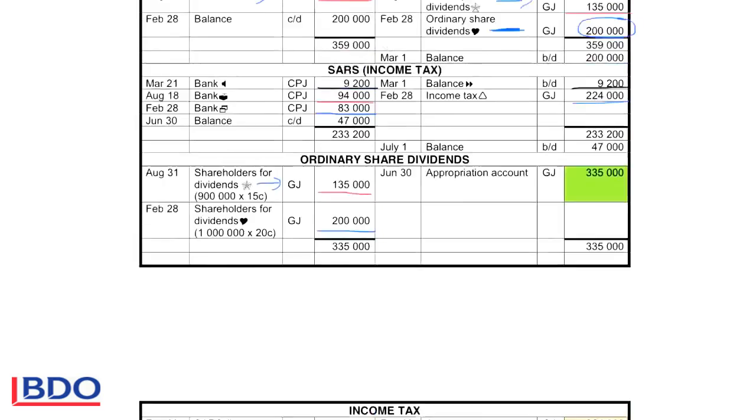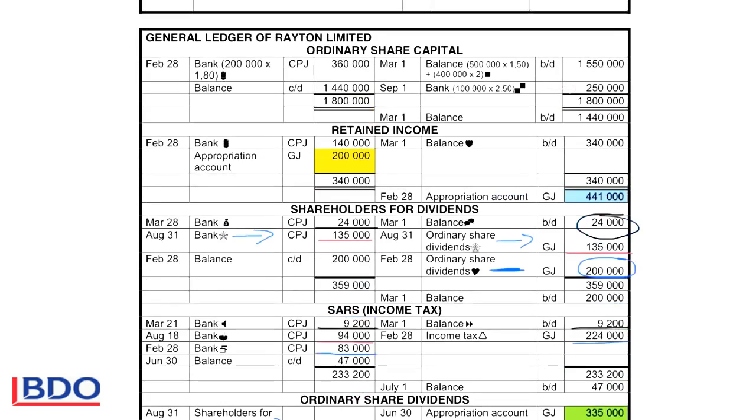So if I look at my accounts, I will see that the ordinary share capital account will be debited by 200,000 times R1.80, and that will give me 360,000. So my capital decreased from 1.8 million to 1.440 million. The retained income opening balance was 340,000. So that was kept back in the business from previous years' profits, and we will take 140,000 out of that retained income to pay back the shareholders for the shares that we are buying back.